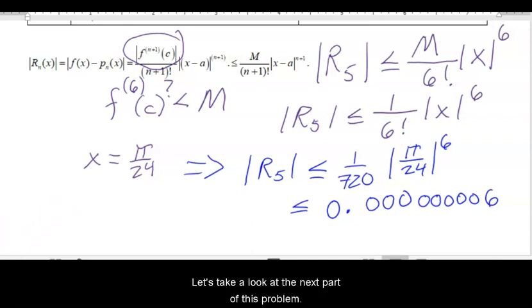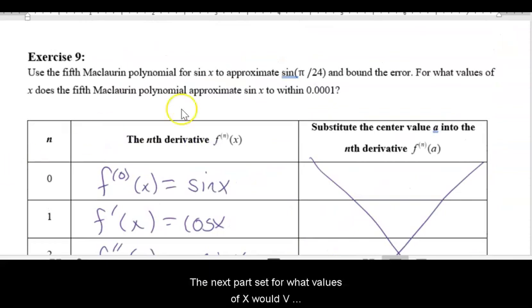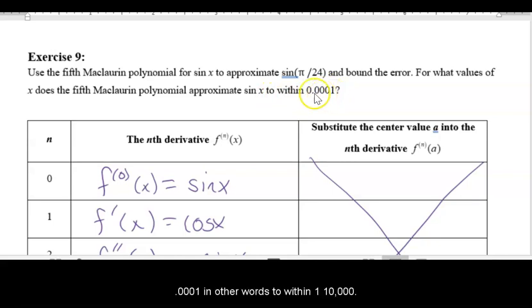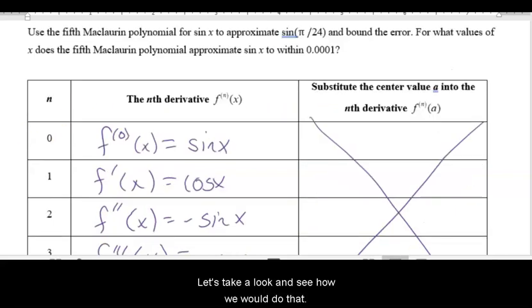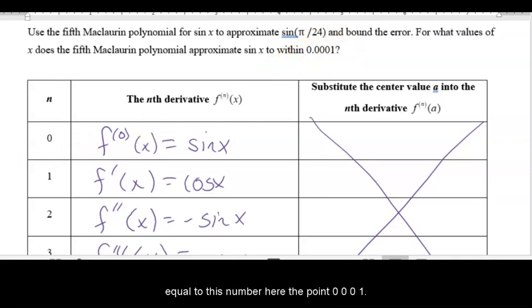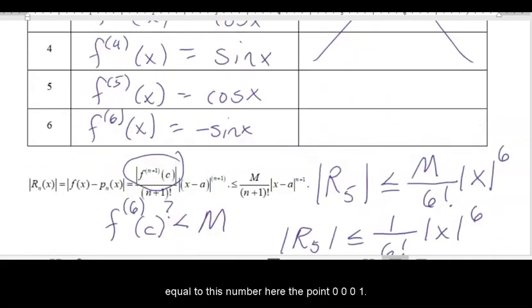Let's take a look at the next part of this problem. The next part said, for what values of x would the fifth Maclaurin polynomial approximate sine to within 0.0001? In other words, to within 1/10,000th. Let's take a look and see how we would do that. We need the value of the sine of x to be within this number here. That means we need the remainder to be less than or equal to this number here, the 0.0001.